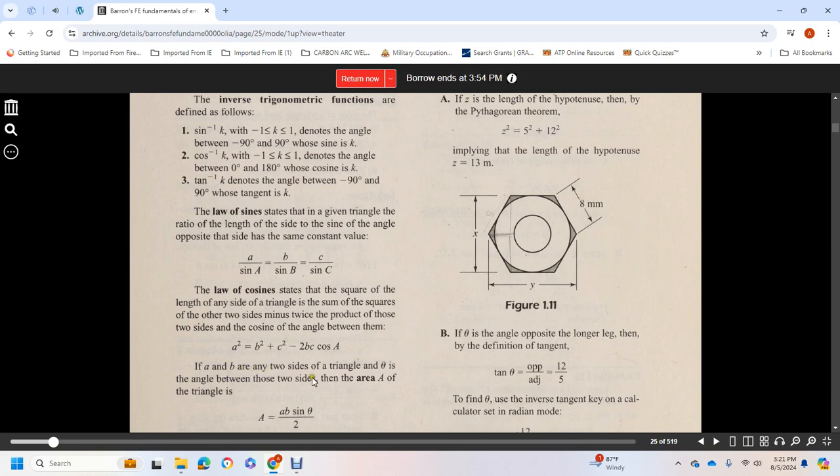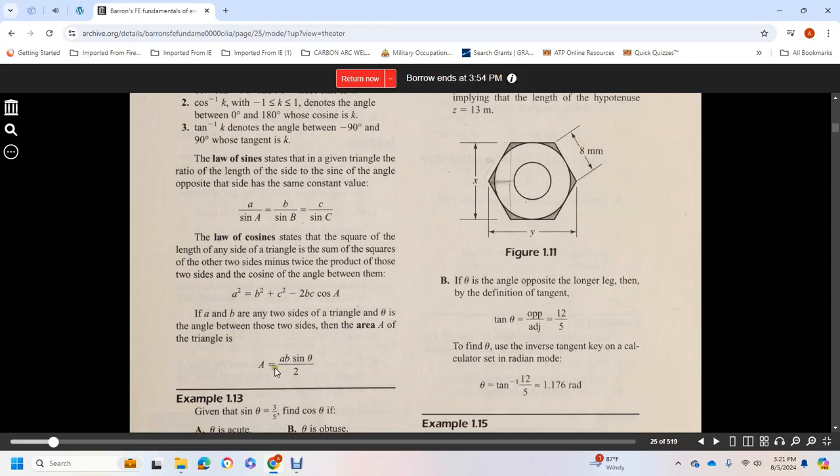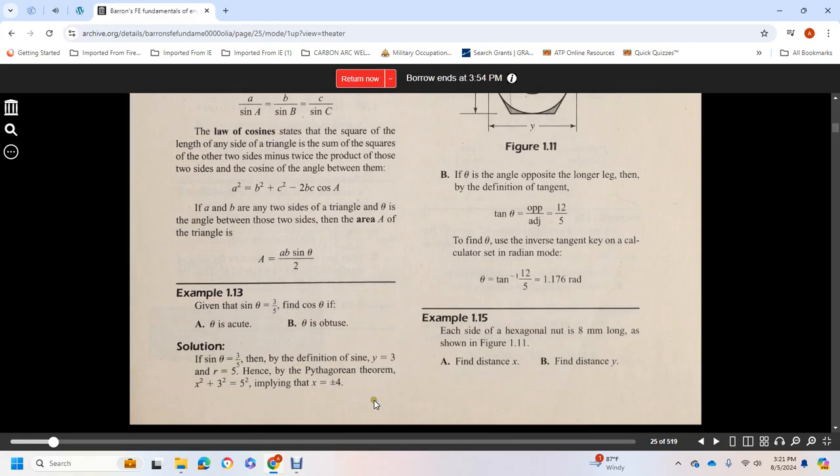If a and b are two sides of a triangle and theta is the angle between the two sides, then the area of the triangle is A equals ab sin theta over 2. Examples.